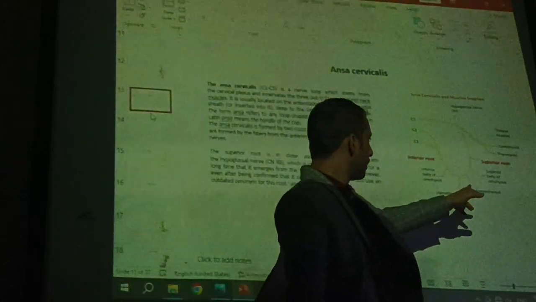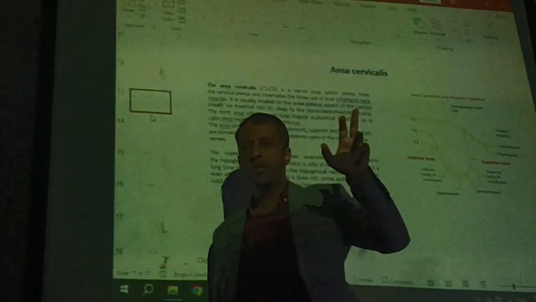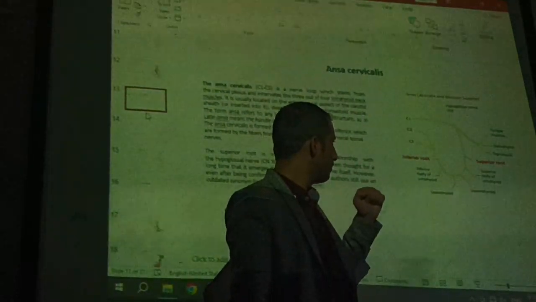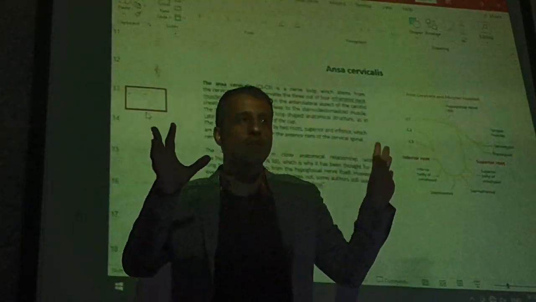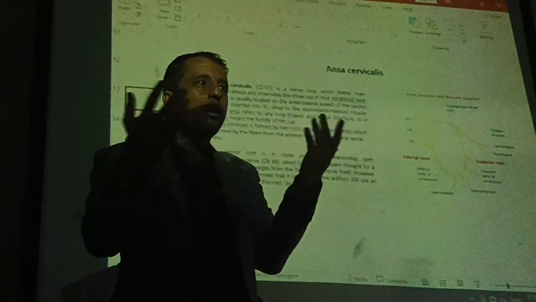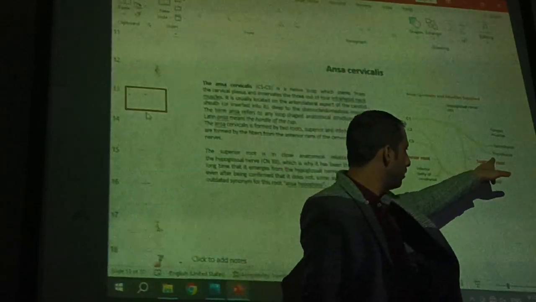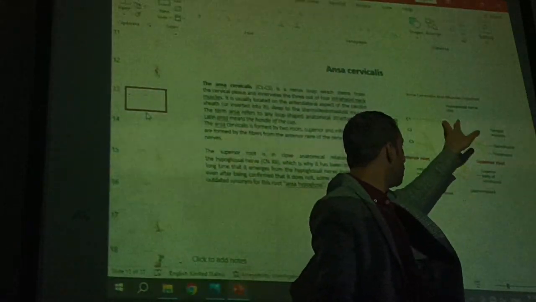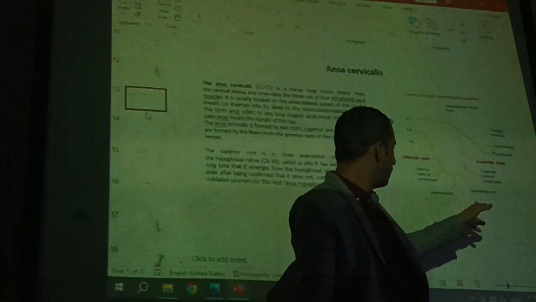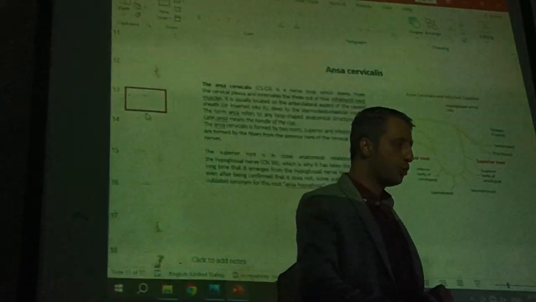Also, the superior root innervates the superior belly of the omohyoid muscle. But the inferior belly of the omohyoid muscle is innervated by? Inferior root. No, by the ansa cervicalis. Okay? The ansa cervicalis innervates all the muscles located inferior to the hyoid, which are named infrahyoid muscles, except thyrohyoid, which is innervated by the communicating branch, and the superior belly of omohyoid, which is innervated by the superior root. Okay?